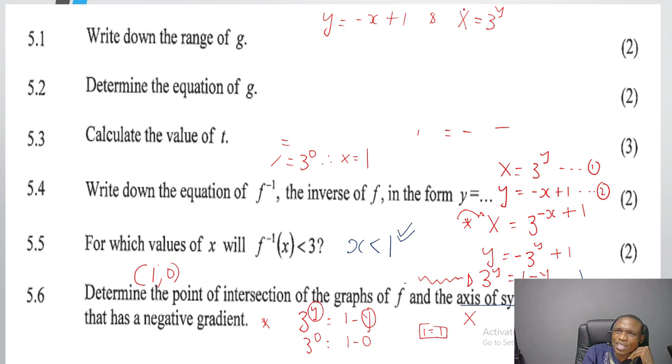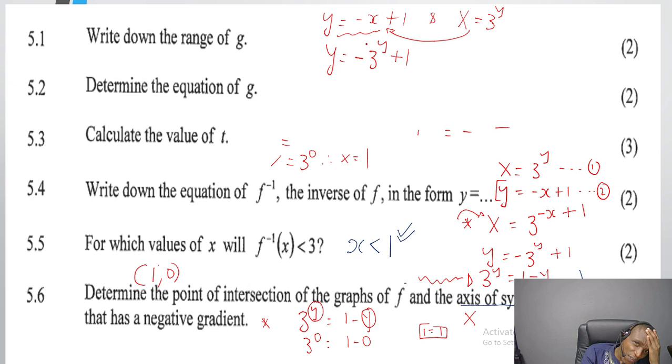So you can see that x is 3 to the exponent y. It means you can go to this equation where you see x, you put 3 to the exponent y, or you can go to equation 2 where you say y equals minus x plus 1, and where you see x, you put 3 to the exponent y. So we're going to say y equals minus, what is x? 3 to the exponent y, plus 1. So this is after substituting this one in here.